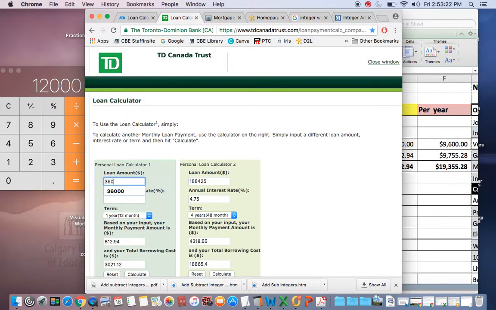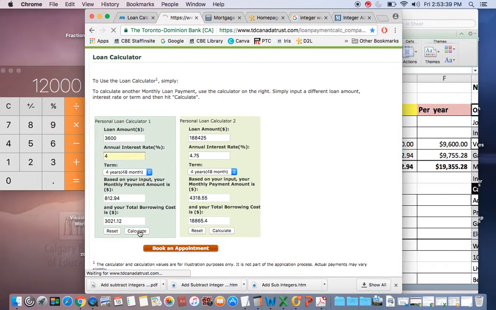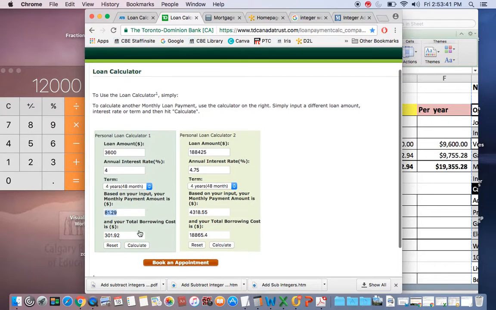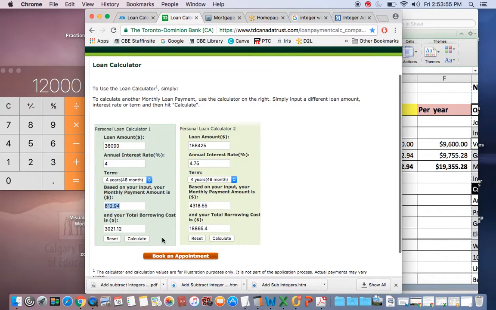So I put in my money, $36,000. Interest rate. For the car, we're going to use an interest rate of 4%. Term, 4 years. So that's 4% for 4 years. Scroll down to the bottom and hit calculate. And it's going to come up with a number. So here it comes up with a number of, oh, that doesn't make sense. See, I put in 3,600. I need to add another zero to that. Make sure it should at least be over $300 if you're buying a car, unless you bought it off Kijiji.